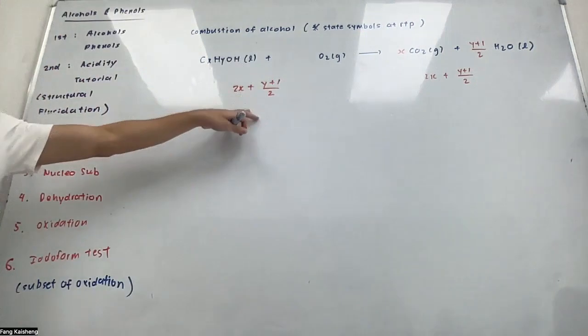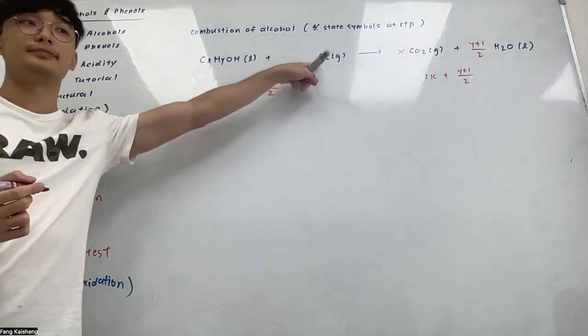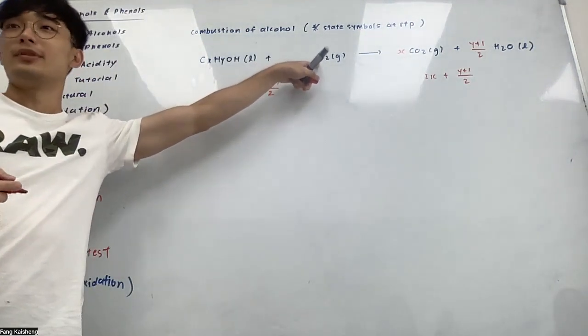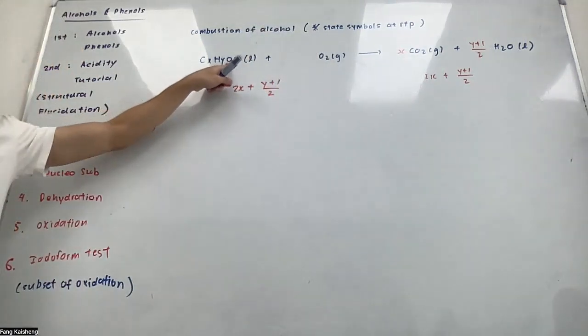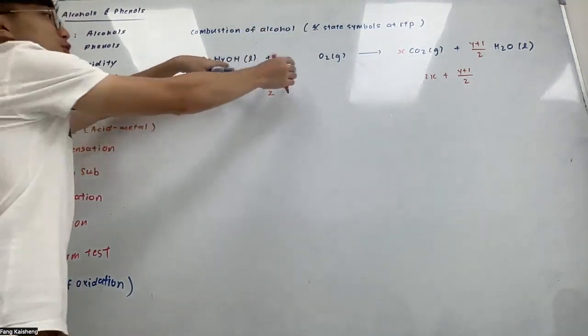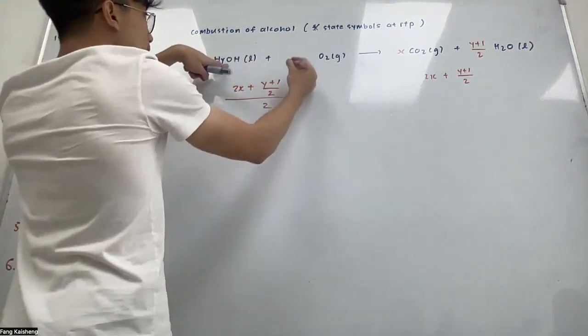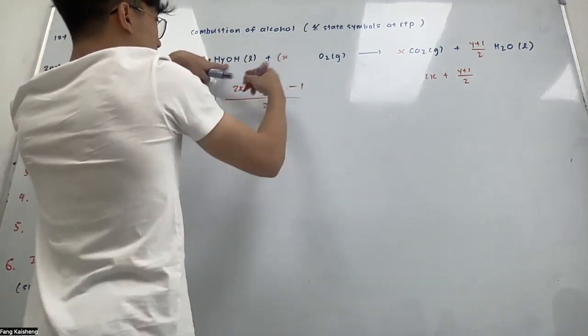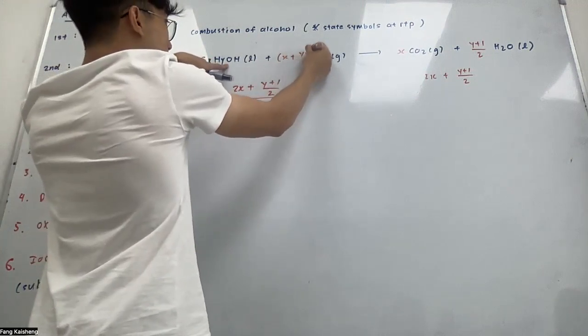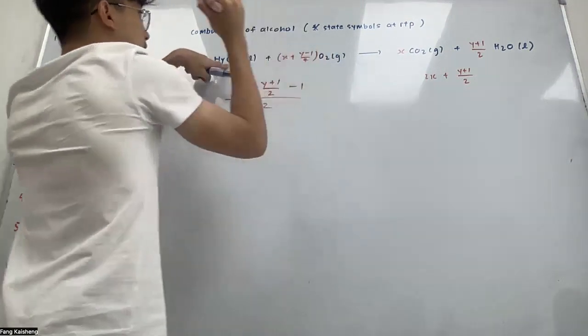Then what do I do next? Just divide by 2, right? But don't forget, there's another O over here. So to find the coefficient of this, I need you to minus 1 first, then you divide the whole thing by 2. You can simplify the whole thing, now a bit ugly. So it's x plus y minus 1 over 4. That's the answer.